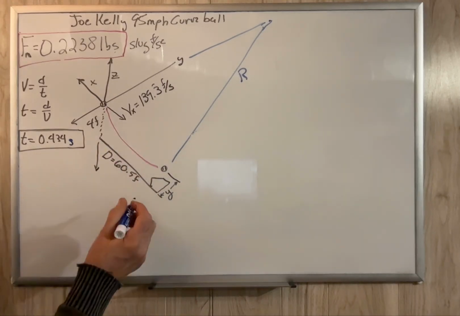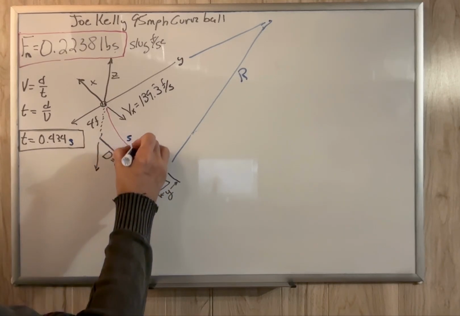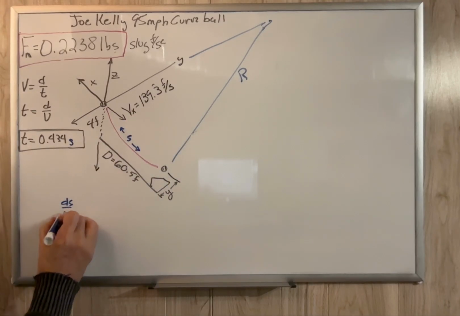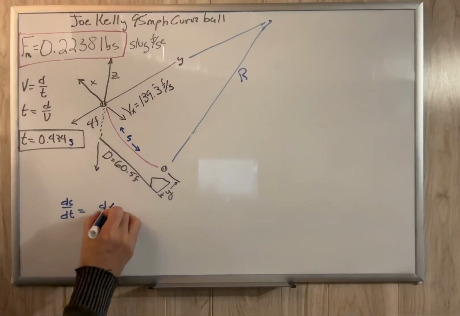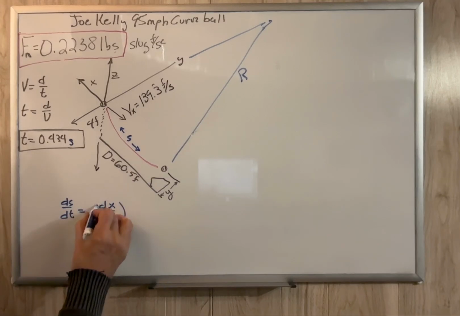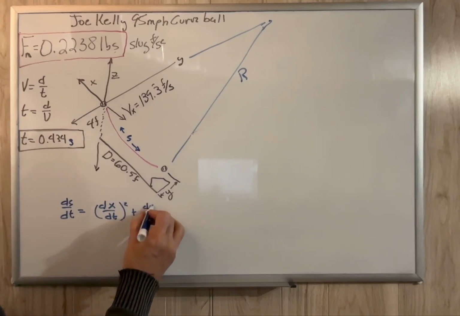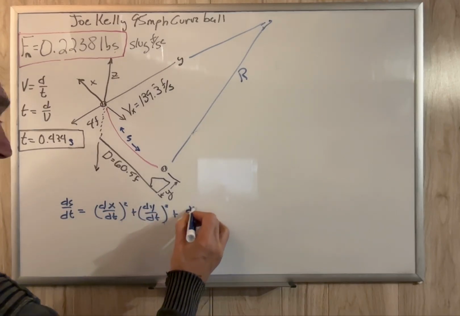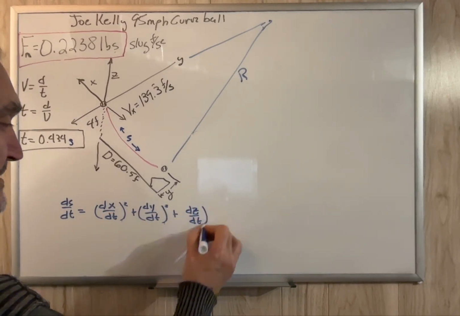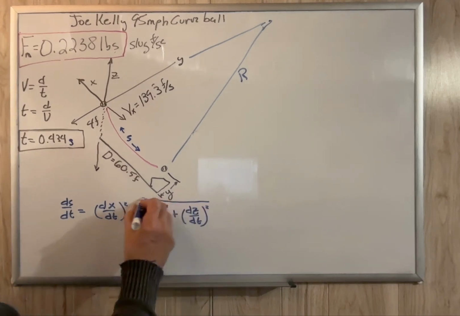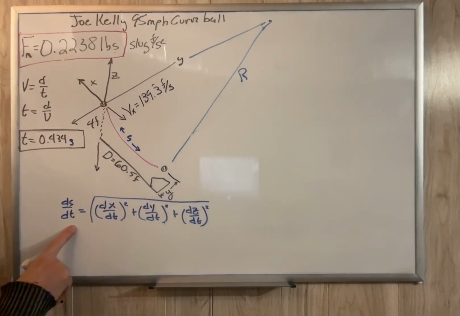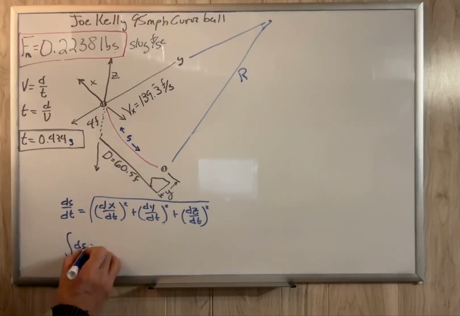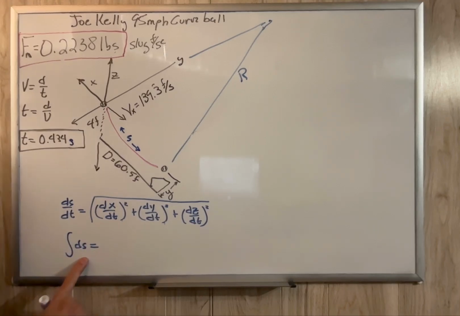So if we use this as just being S in this direction, right? We know that ds/dt is going to be equal to the square root of (dx/dt) squared plus (dy/dt) squared plus (dz/dt) squared. And basically what we're going to end up doing is taking an integral. If we integrate ds, it's going to end up just being s, and that's what we're looking for.